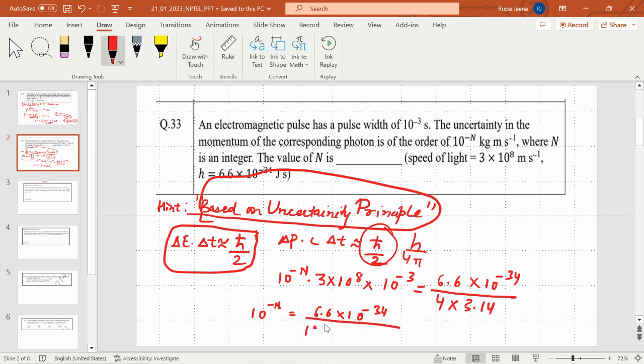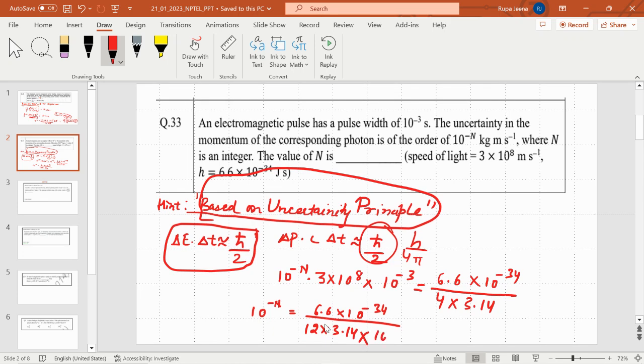3 will go there and it is 12. It is 3.14 and it is 10 raised to the power 5. So when you will solve this, it is 6.6 upon 12 into something. Suppose I'm rounding it off to 3. So 12 into 3, 36, 10 raised to the power minus 39. When you will solve this, you will get some value, something 0 point something. If you take this point here, you will get 10 raised to the power minus 40. So n is equals to 40, right?